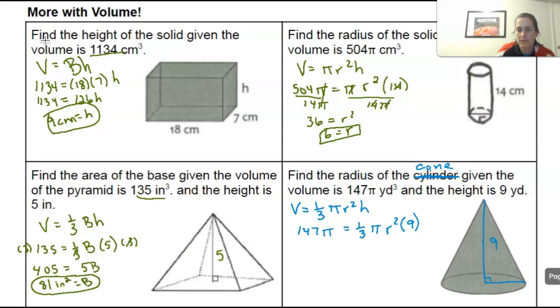We're going to go ahead and get rid of that fraction first. So we multiply by 3 on both sides, and that divides with the fraction, and we multiply by 3 on the other side, and we would get 441 pi is equal to pi r squared times 9. Next, we divide by 9 pi to get r squared by itself. The pi's divide out, and 441 divided by 9 is 49, and that's equal to r squared. If I take the square root on both sides, your radius is equal to 7 yards.